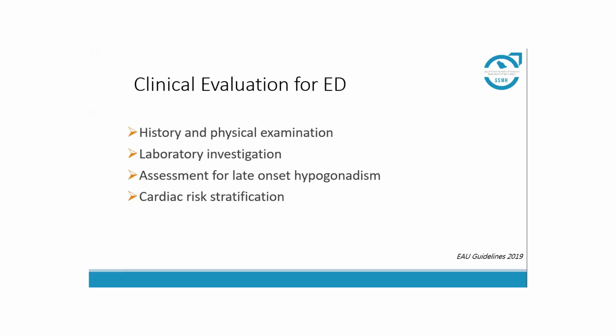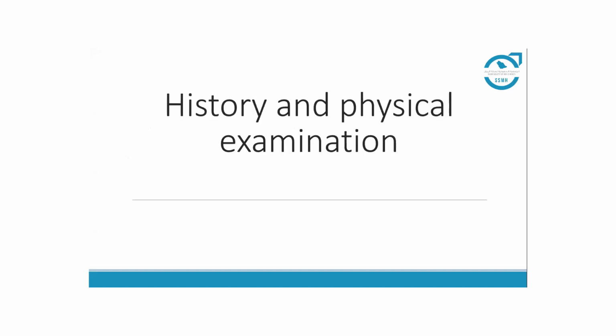Four important components should be included in any patient who presents with erectile dysfunction, and we ask him actively about his erectile dysfunction. It should include history and physical examination. It should include laboratory testing, assessment of late onset hypogonadism, and cardiac risk stratification. I will go first through the history and physical examination.